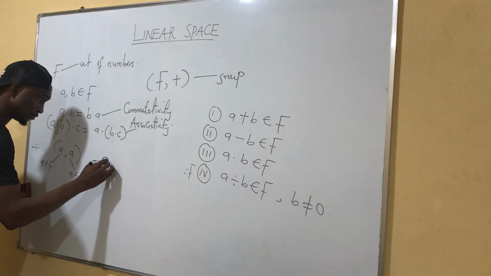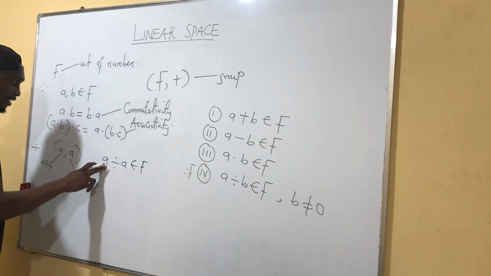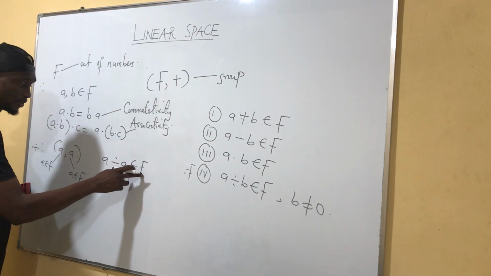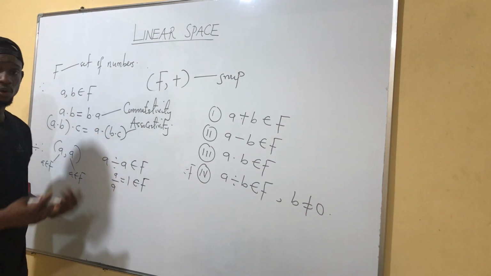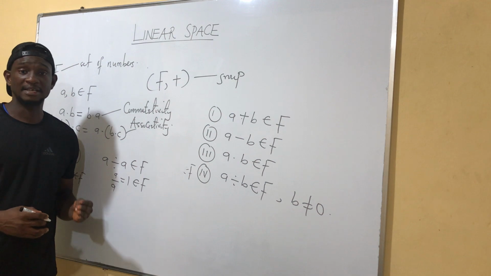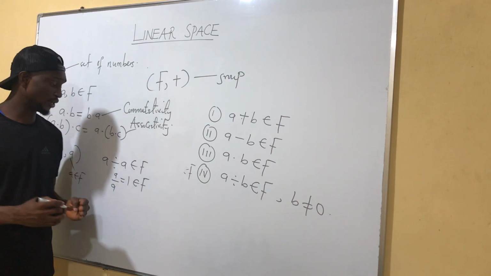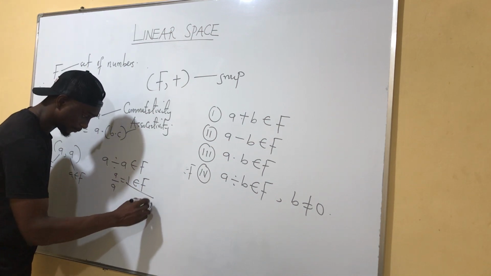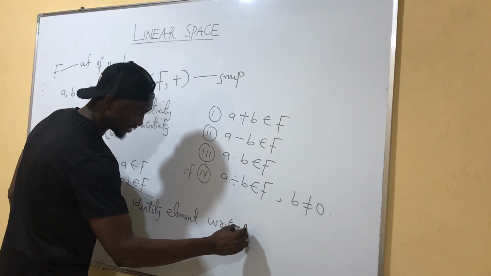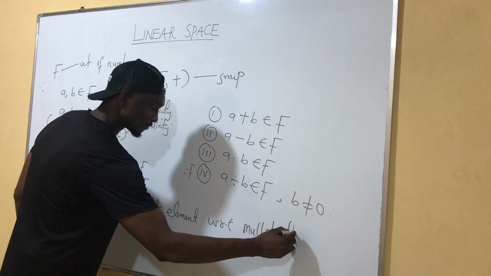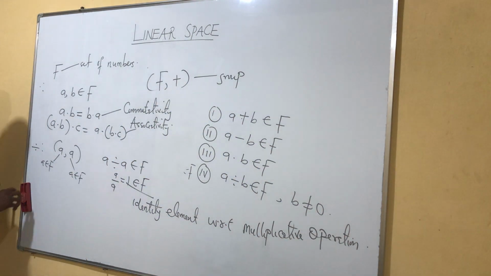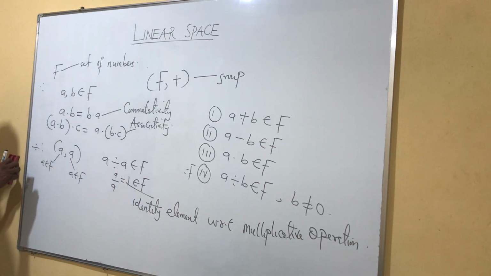Now we have this is an element of F. Now a divided by a gives us a over a, which is going to give us 1. Since a divided by a is an element of F, we say that F contains 1. And what is 1? 1 is called the multiplicative identity, or 1 is called the identity element with respect to the multiplicative operation.